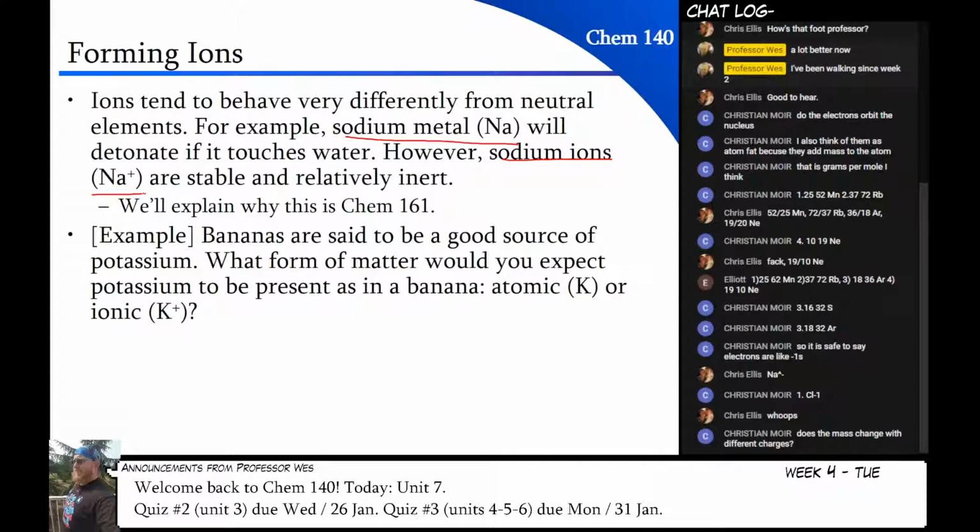Does the mass change with different charges? Almost unnoticeably. Very, very, very small change in mass from moving electrons around because electrons are extremely small. We're going to assume electrons, for the purposes of this class, weigh 0. Because they almost do.